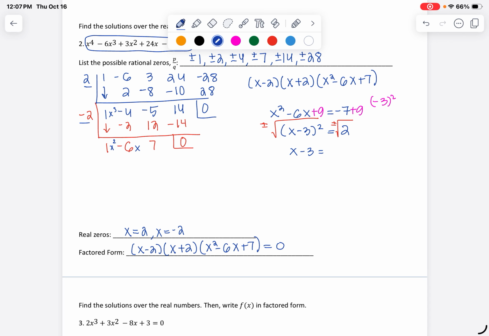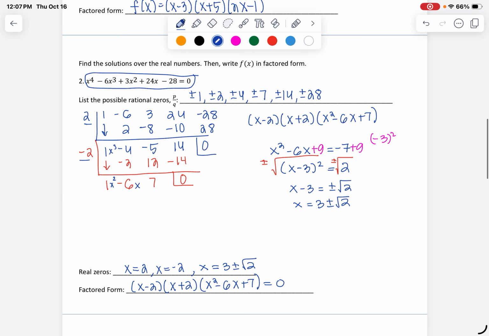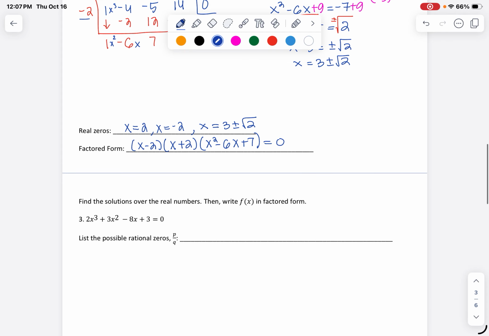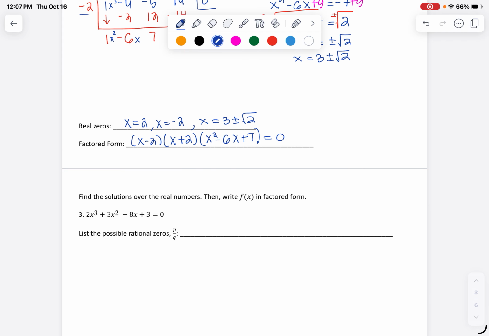X minus 3 equals plus or minus root 2, and then add 3 to both sides, 3 plus or minus root 2, which are real solutions. So I am including them based on the directions. X equals 3 plus or minus root 2. Remember, imaginary solutions have i in them, so these are real numbers. They're just not rational, they're irrational, which is fine.